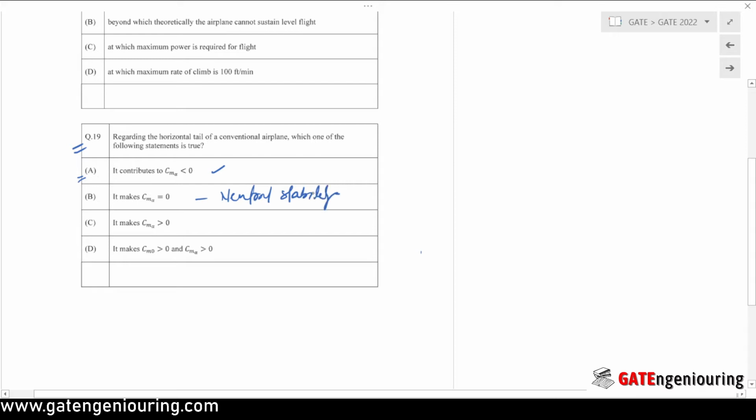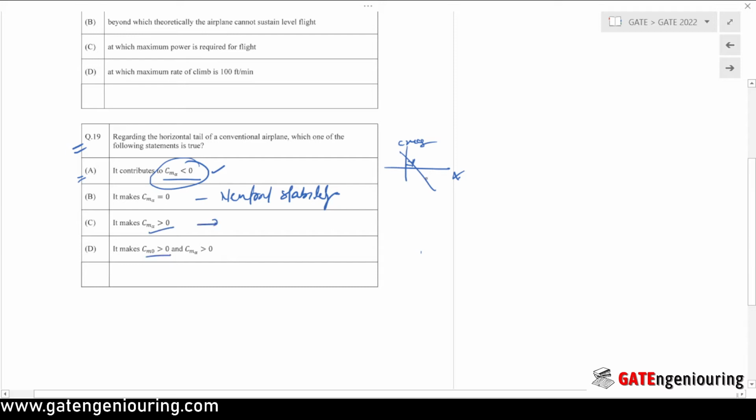The tail is always stable, that we know. So the stability statement is that Cm alpha, which is the pitch stiffness, must be less than 0; the slope of the Cm CG versus alpha curve is negative. If that is negative, that means the airplane is stable. If this is positive, it is unstable.